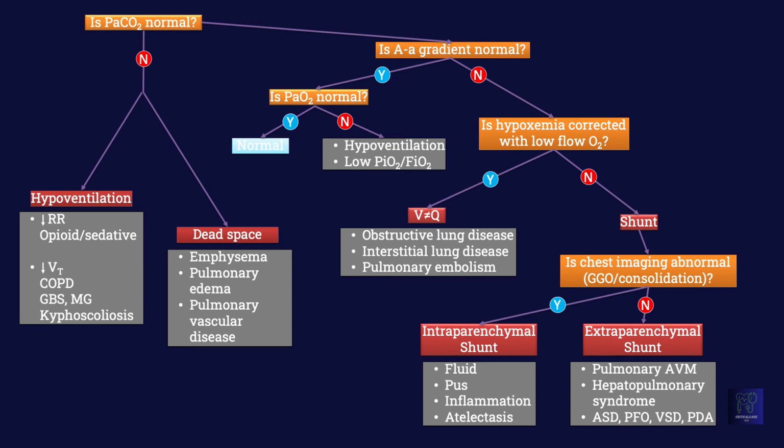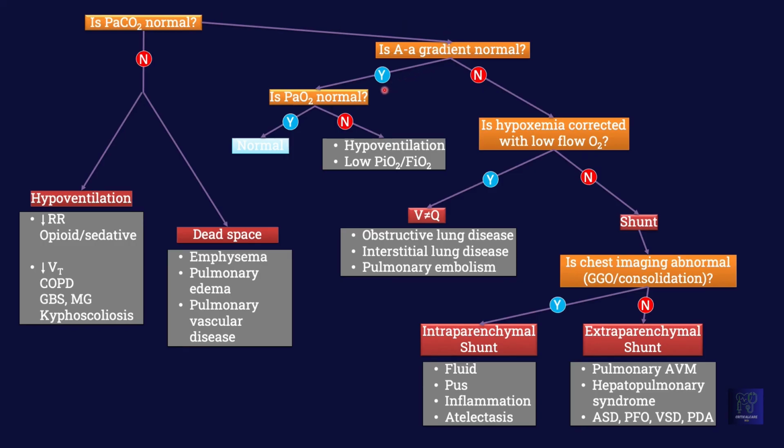Now we are going to summarize all the diagnostic workup for respiratory failure and put it in one slide. The first question when you're evaluating a patient with respiratory failure is: is the PaCO2 normal or is it elevated? If the PaCO2 is elevated, then broadly there are two causes. One is hypoventilation, which could be from decreased respiratory rate or decreased tidal volume, or it can be from increased dead space fraction. Then we move on to assessing the A-a gradient.